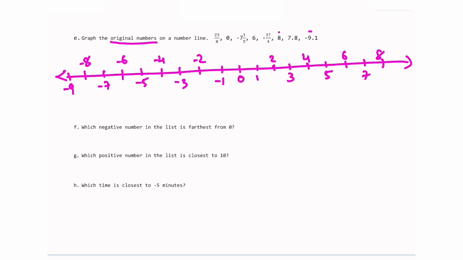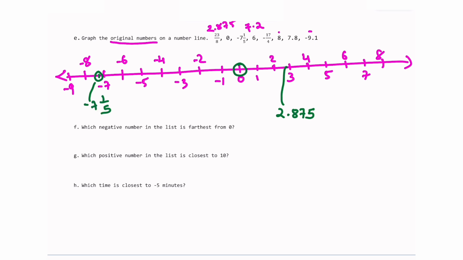23 by 8. First, let's go there. That was 2.875, right? So 2 is here, 3 is here. So it should be very closer to 3. So let's say somewhere here. So that's 2.875. Then we have 0, simple. Then -7 1 by 5. That was basically 7.2, right? And it's a negative number. So 7 is here and 8 is here. So somewhere closer to 7. So that is -7 1 over 5.